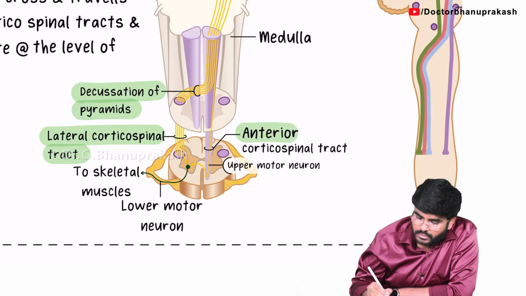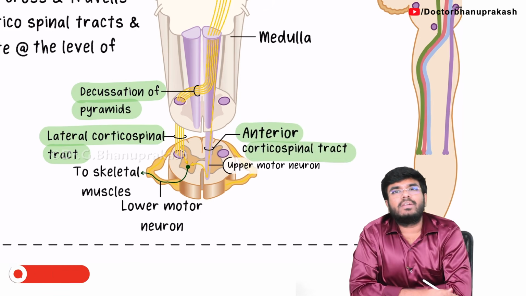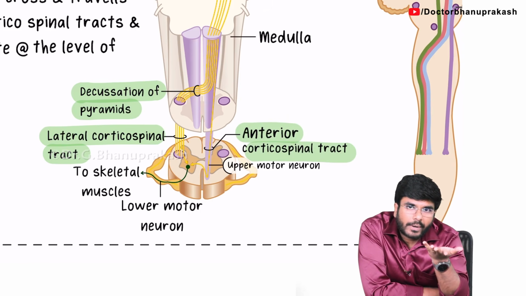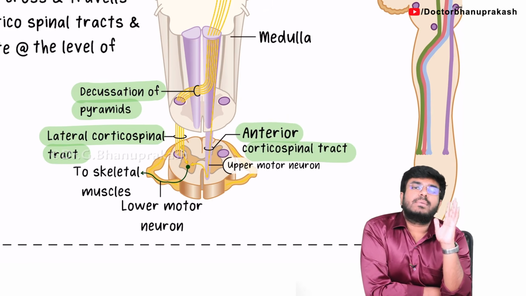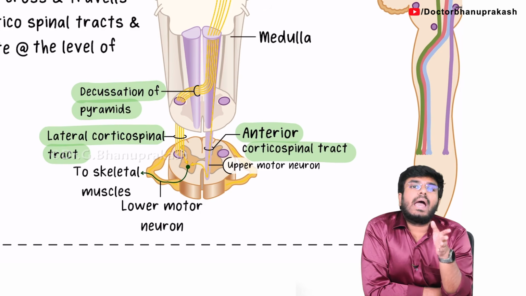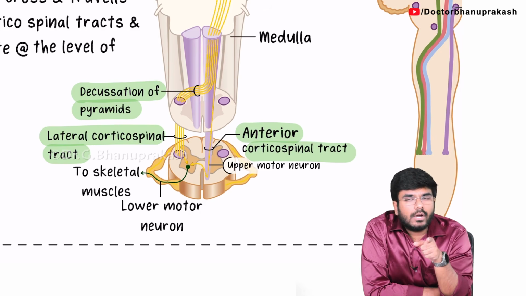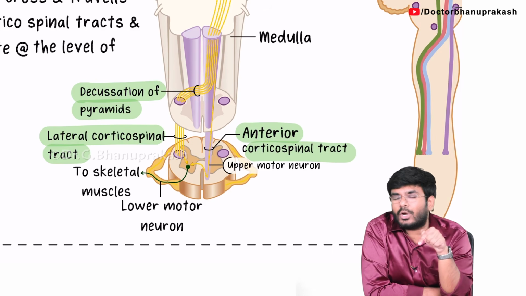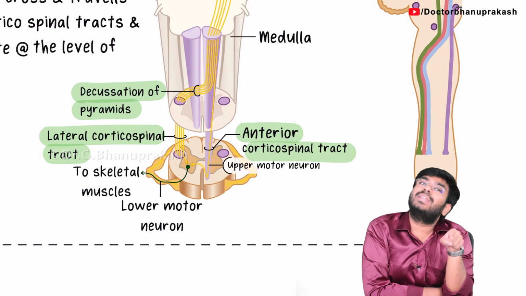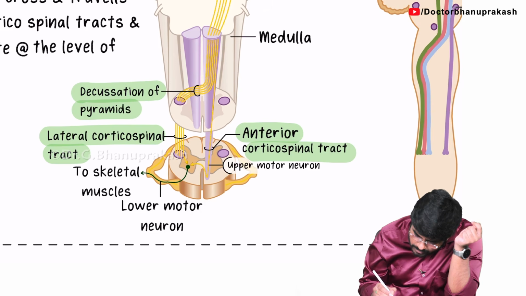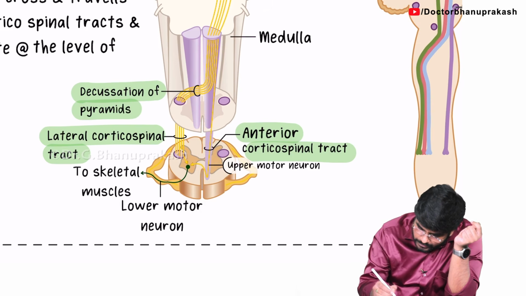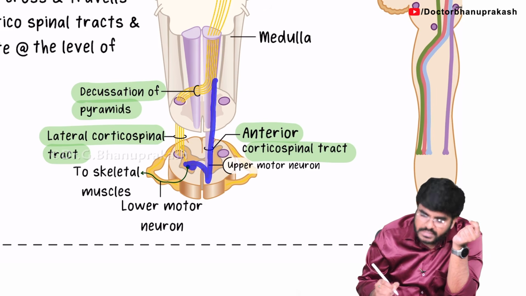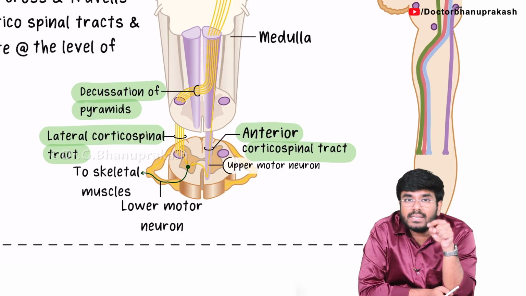So that's it. Successfully, what have we completed? We have completed the first type of descending tract, the corticospinal tracts. And how many types of corticospinal do you know? There is a lateral corticospinal and an anterior corticospinal. Lateral corticospinal crosses at the level of the lower medulla. Anterior corticospinal crosses in the spinal cord. Look at this anterior corticospinal. It is also crossing to the opposite side, but not in the medulla, in the spinal cord.